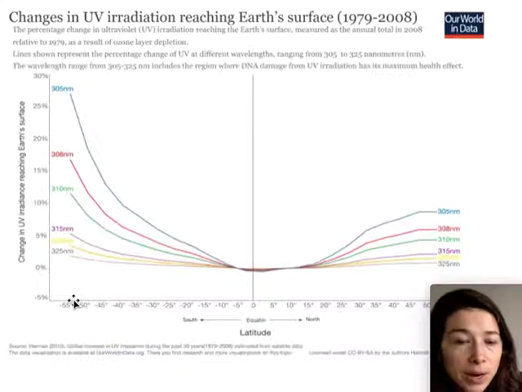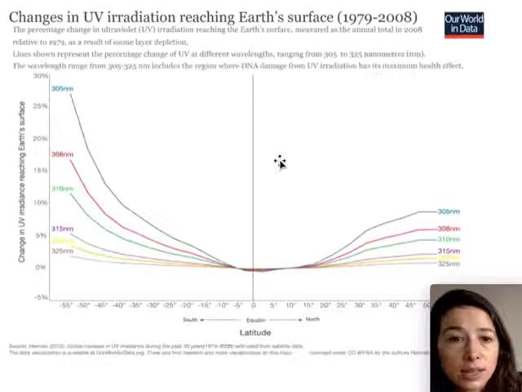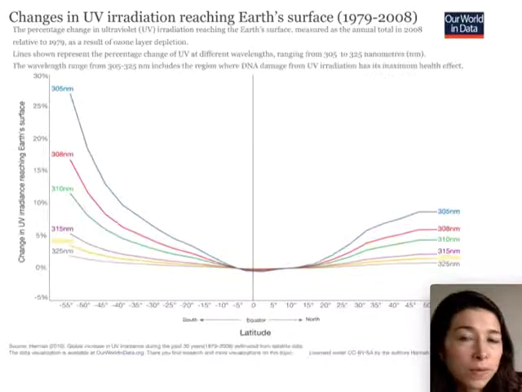So this is comparing the 2008 status to the 1979 status. So now we have a quantitative measurement of how much UV radiation is coming through that was not coming through before.